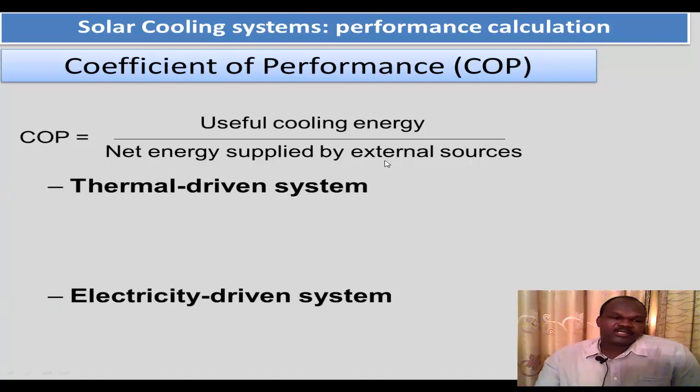Okay. So for thermal-driven systems, unfortunately it doesn't show here. For thermal-driven systems, the net energy supplied by external sources is mainly thermal. Okay. And then for electricity-driven systems, the net energy supplied by external sources is electricity. That's the difference. Okay. Good.